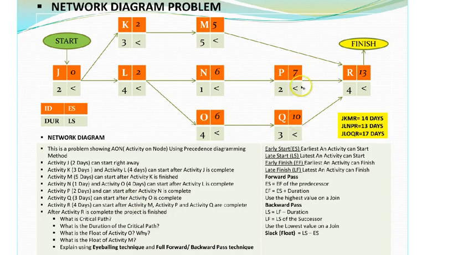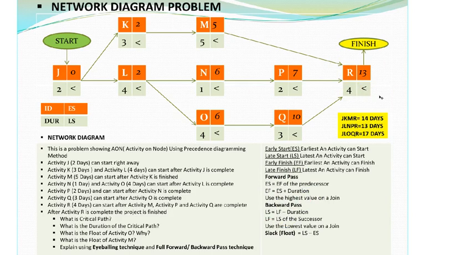And now what we have over here is the last activity, which is R. Now R is somewhere where we have a join where we have M, P, and Q going into it. So we have to remember over here in forward pass, that's where we are going. In forward pass, use the highest value on a join, and the join we have it over here, which is on R. So what is the highest value?